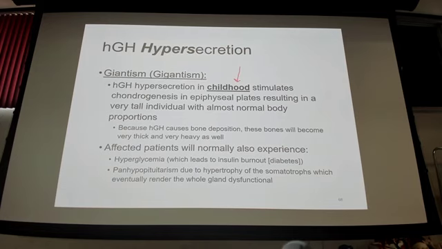So HGH hypersecretion in childhood enhances chondrogenesis in your epiphyseal growth plates. What does that mean? It means it makes more cartilage at the tips of your bones that then remodel to become bone. So your bones grow at an abnormal rate, but at a semi-normal proportional level, right? So you're huge and tall, but you're sort of proportional to a certain extent. And we're going to contrast this to acromegaly in just a minute, all right?